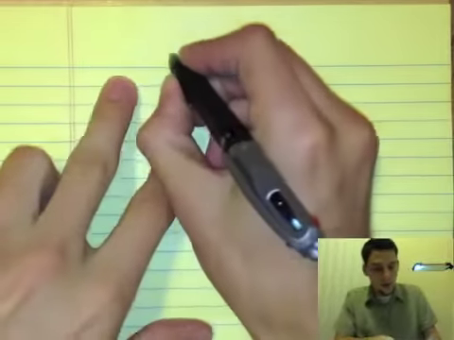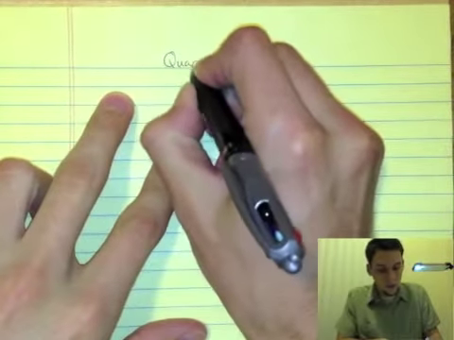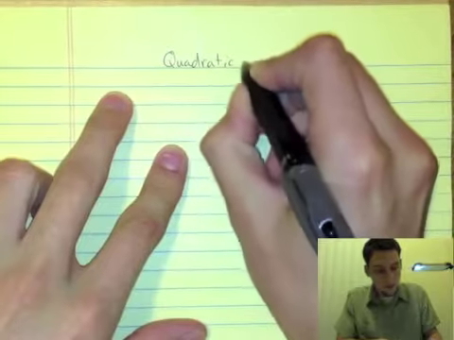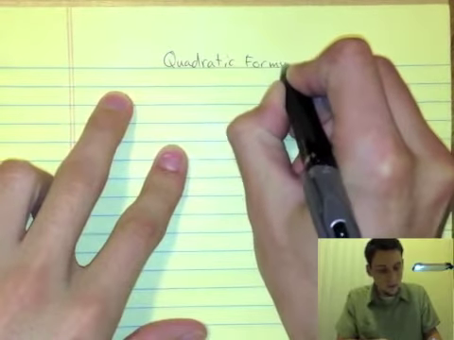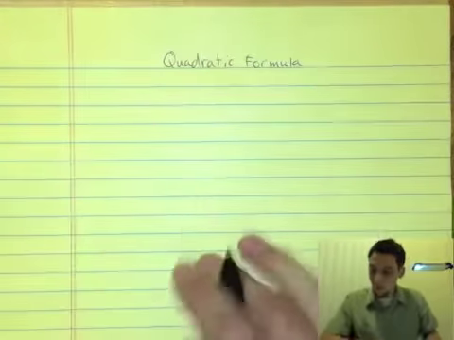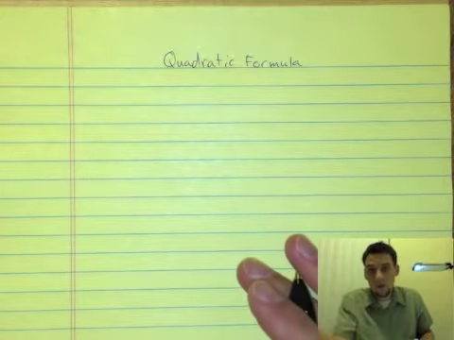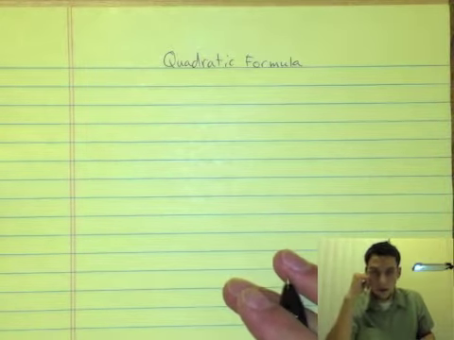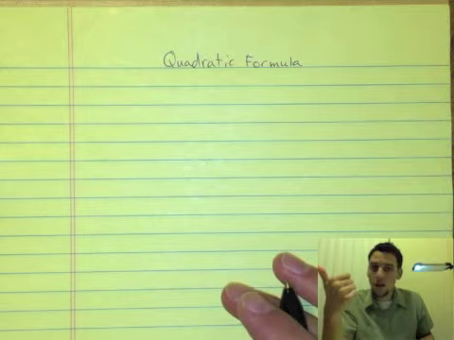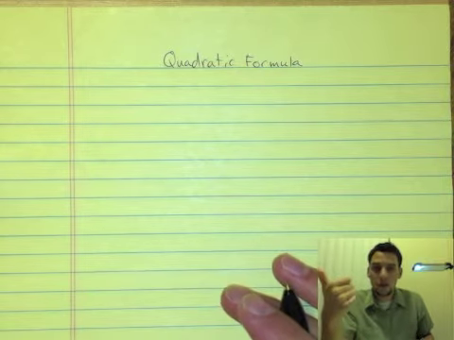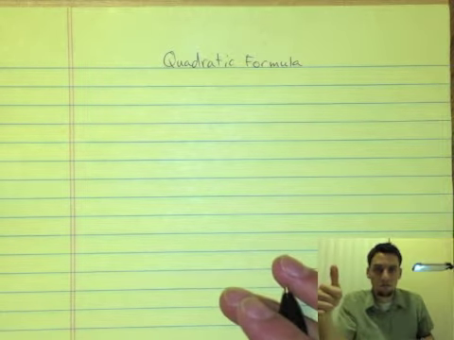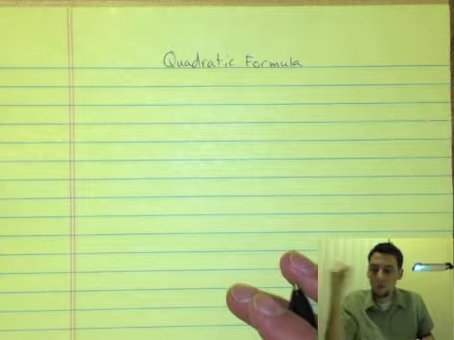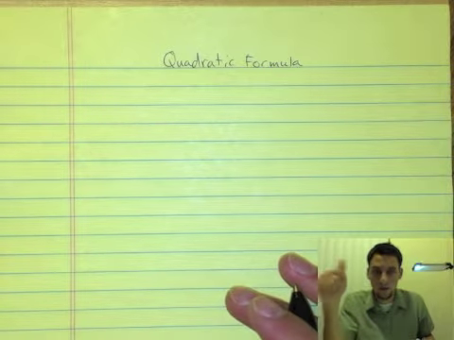These notes are on the quadratic formula. So basically, what is the quadratic formula? What is it for? It's a formula that will allow us to solve any quadratic equation without factoring, without doing any work, but finding some coefficients.